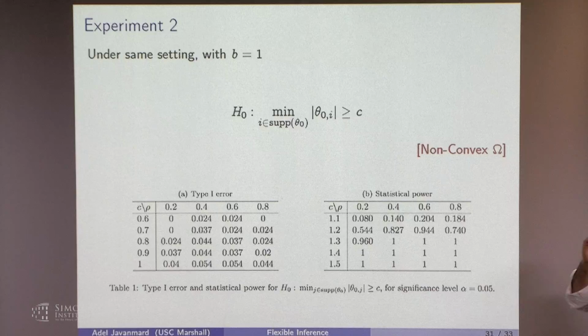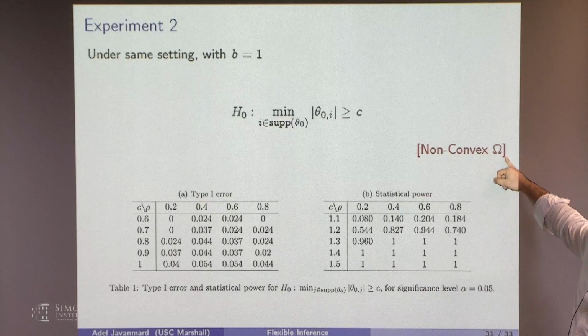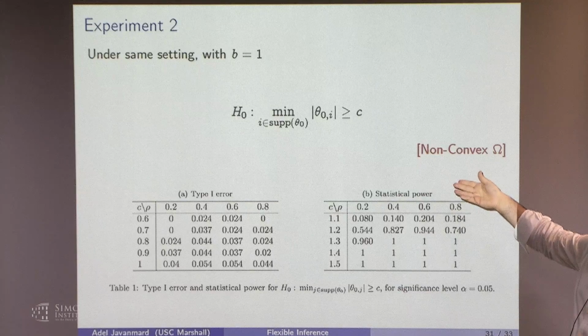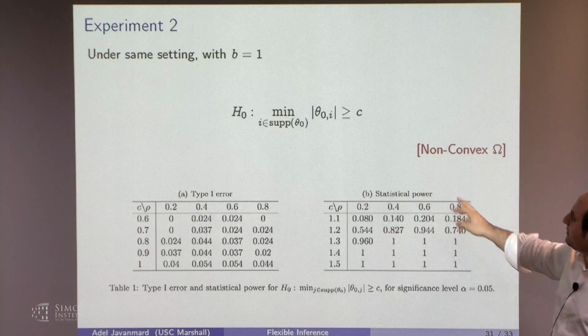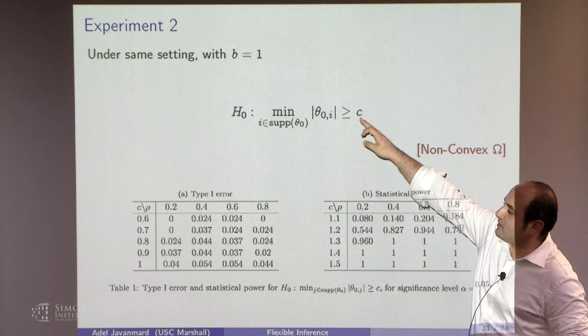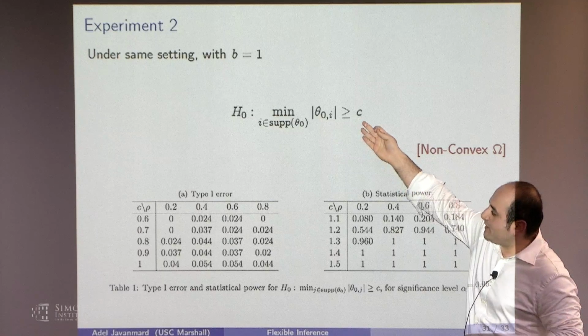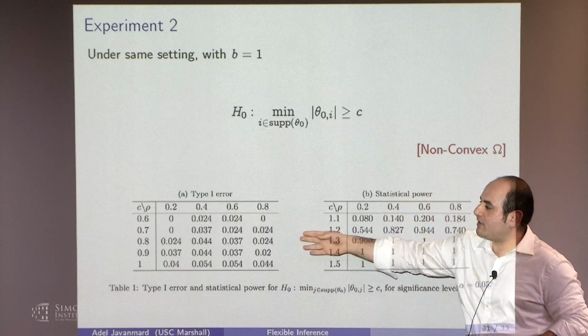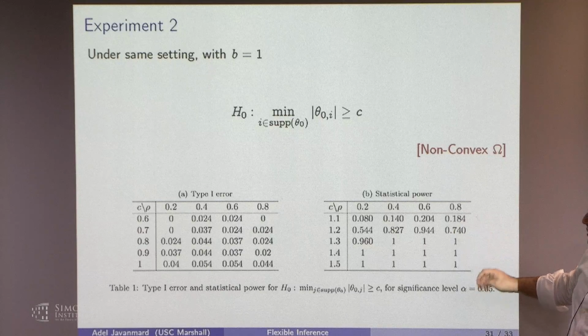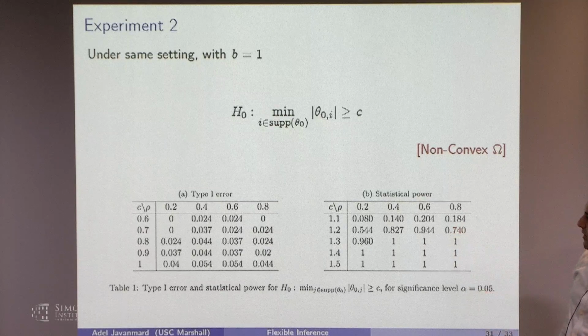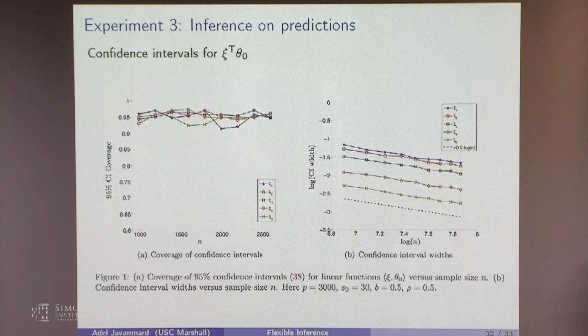The second example is for the beta min condition. So this is the non-convex set omega. But as I said, you can compute what's the right U. I don't have the formula on the slide. But again, you see here, B is 1, that's the true signal. If you take C to be less than 1, this becomes a type 1 error. If you take C to be bigger than 1, this becomes power. And again, you see that the power is good, and it controls the false positive rate. And this is for inference on the predictions.